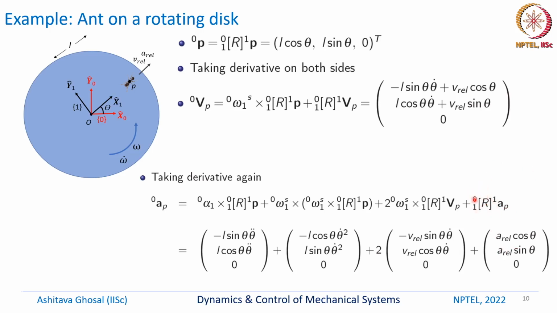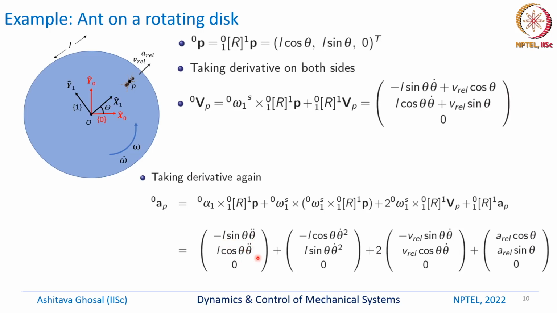When you pre-multiply by the rotation matrix 0,1R, you will get a rel cos theta, a rel sin theta, 0. Similarly, for the Coriolis term 2 omega cross v rel, you will get minus v rel sin theta into theta dot, then v rel cos theta into theta dot, and 0. The centripetal term is minus L cos theta theta dot squared, minus L sin theta theta dot squared, and 0 again. All the z components of everything are 0. And the tangential acceleration is minus L sin theta theta double dot, L cos theta theta double dot.